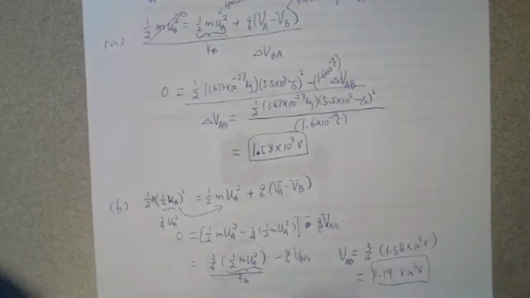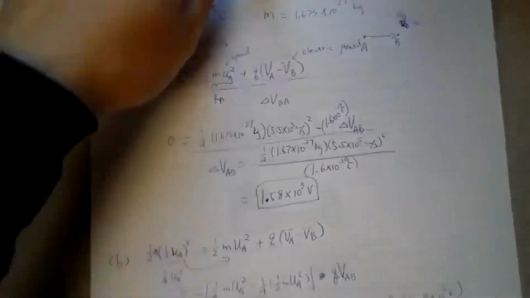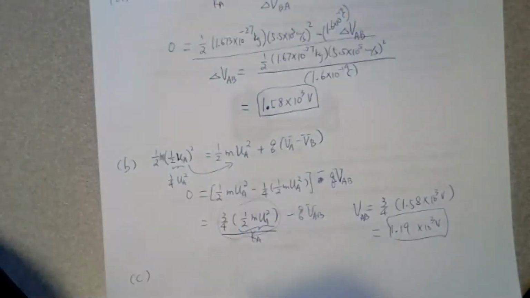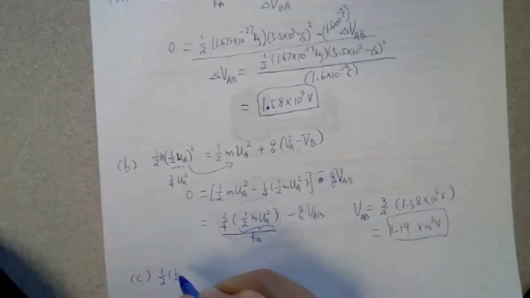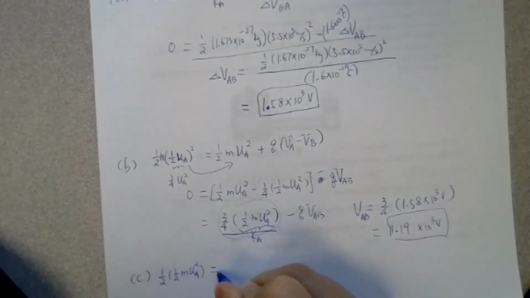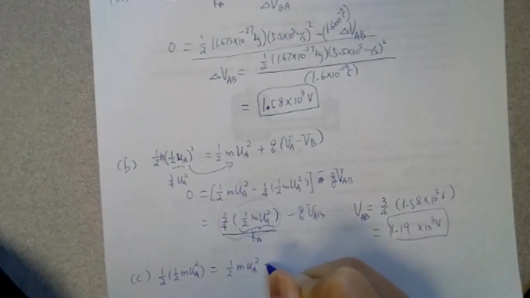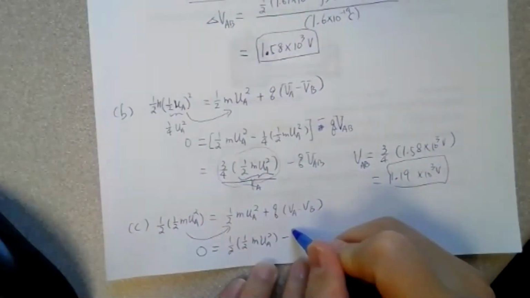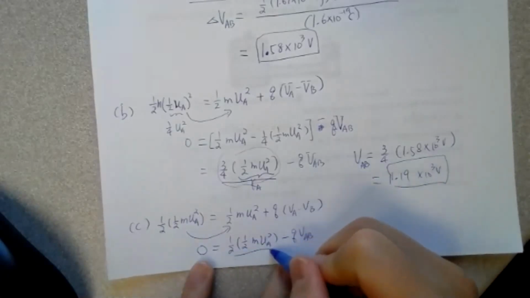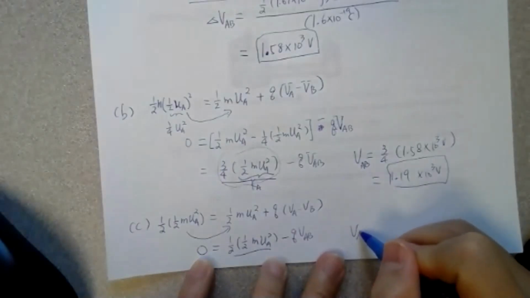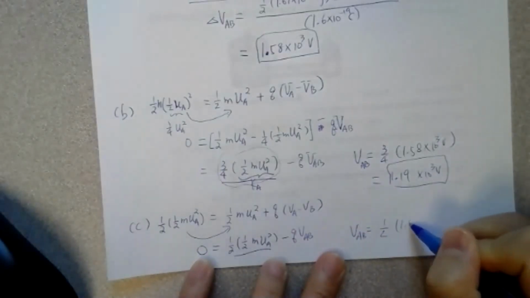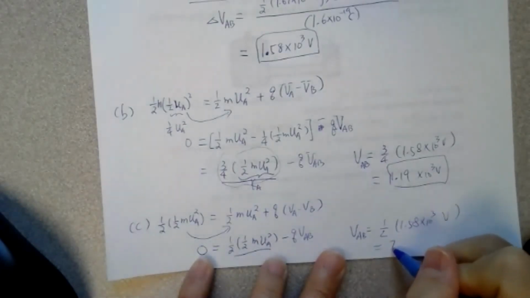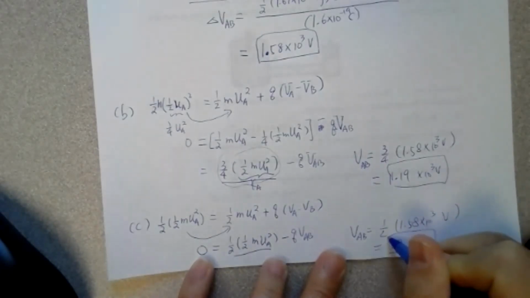Okay, for part B. For part C, you are doing it similarly. So it says bring the kinetic energy to half. So that means 1/2 of the initial kinetic energy equals the initial kinetic energy plus q of V_A minus V_B. Again, move this guy to the other side. So 0 equals 1/2 of the initial kinetic energy minus q V_AB. Okay, so this is 1/2 of the initial kinetic energy. So then your V_AB should be 1/2 of the initial 1.58 times 10 to the third, which gives you 7.9 times 10 to the second volts on this.